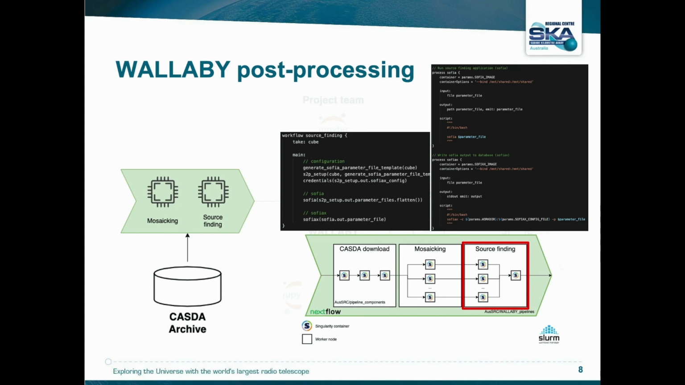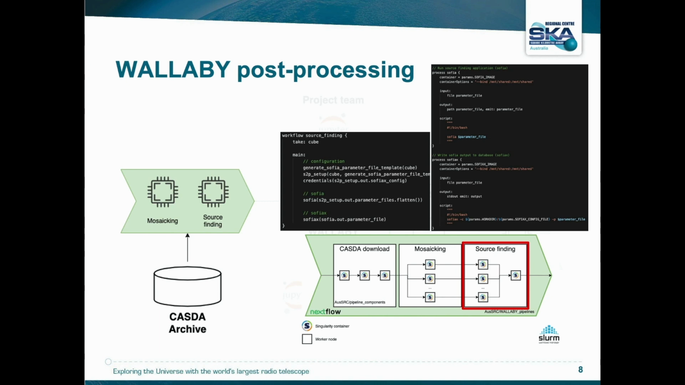So that's a quick overview of the highest level of this pipeline, but I'll go into the components in a little bit more detail. So I'll focus on the source finding component, which is quite interesting. You can see in the code snippet on the left how this source finding workflow component is structured. So there's a collection of configuration steps, followed by the execution of the source finding application, Sophia, and then SophiaX, which is used to take the output of Sophia and put it into a database.